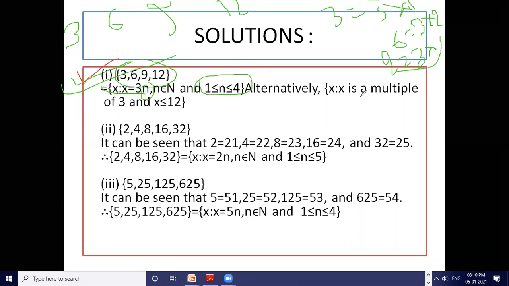Or I can say x such that x is a multiple of 3, but x is less than or equal to 12. ऐसे भी लिख सकते हो आप. You can also write like this. So second one, 2, 4, 8, 16, 32. 2, 4, 16 is very simple. 2 को हम लिख सकते हैं 2 into 1, right? 4 को I can write like 2 into 2. 8 को कैसे लिख सकते हैं हम? Sorry, ये जो है ना ये power form में है. I'm sorry, 2 is equal to 2 to the power 1, 4 is equal to 2 to the power 2. ये आपको देखते से ही पता चल जाएगा, जैसे मेरे को अभी पता चल गया, ठीक है. 8 is equal to 2 cube.